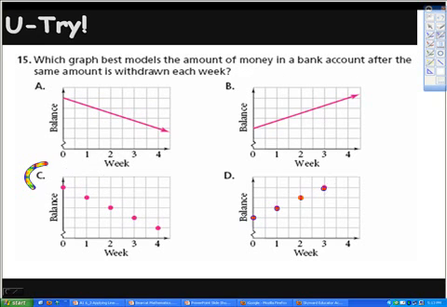It's got to be C, because as we withdraw money, we have this amount of dollars. We take out some money. In the first week we have that much. After 2 weeks we take out some money. We're down the same amount each time. So I would say the answer here has got to be C.